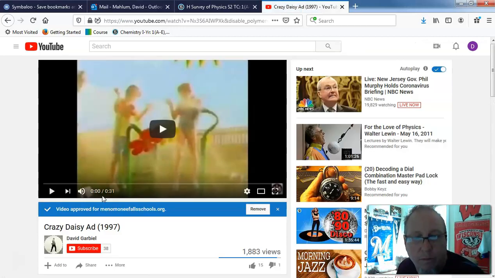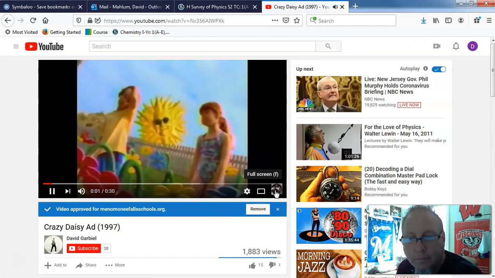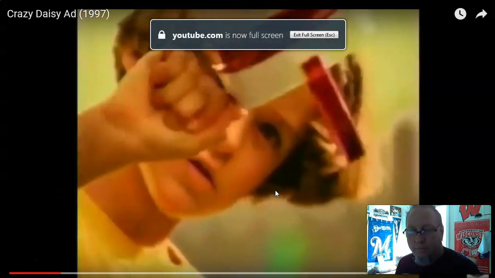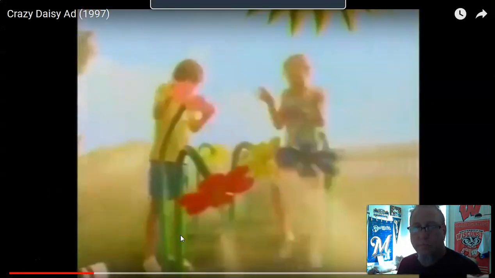Classic Crazy Daisy sprinkler for your yard. When it gets hot, kids need water. Lots of water, lots of wiggle, lots of squiggle, lots of giggle. Crazy Daisy's gonna get you, Crazy Daisy.